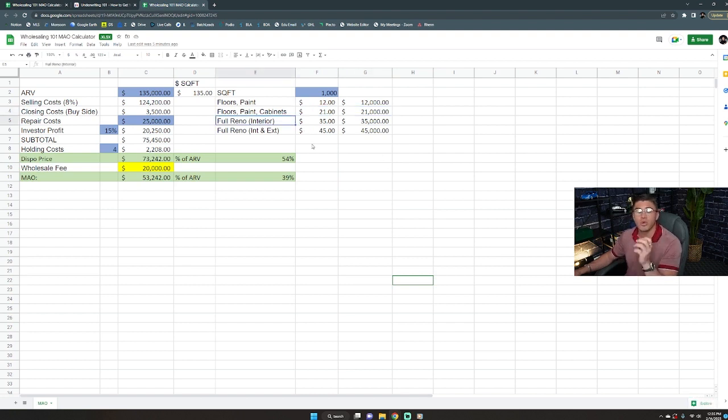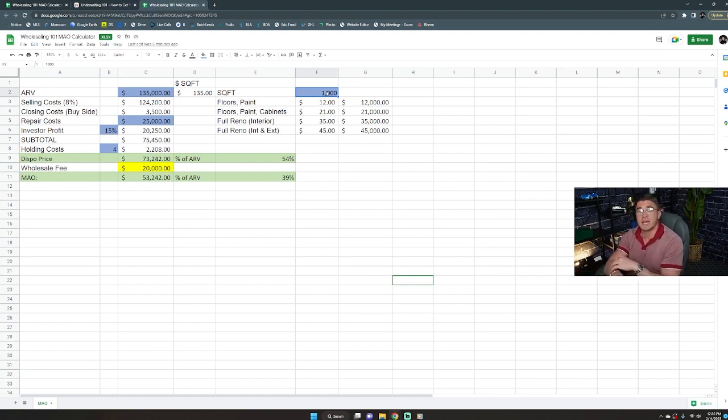If we're going to do a full renovation on the interior, it's going to cost about $35 a square foot, or $35,000 for a 1,000 square foot house. And if it's going to be a full renovation with the interior and the exterior, it'll be about $45 a square foot, or $45,000 for a 1,000 square foot house. Quick little note about these numbers. These will serve well as a baseline.